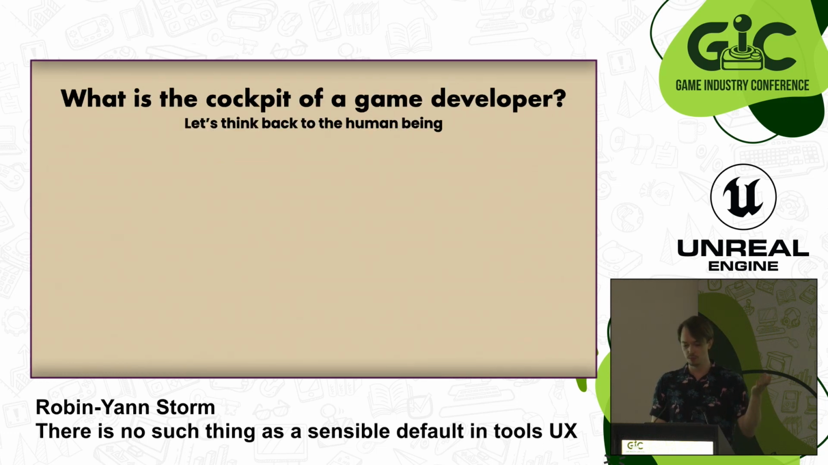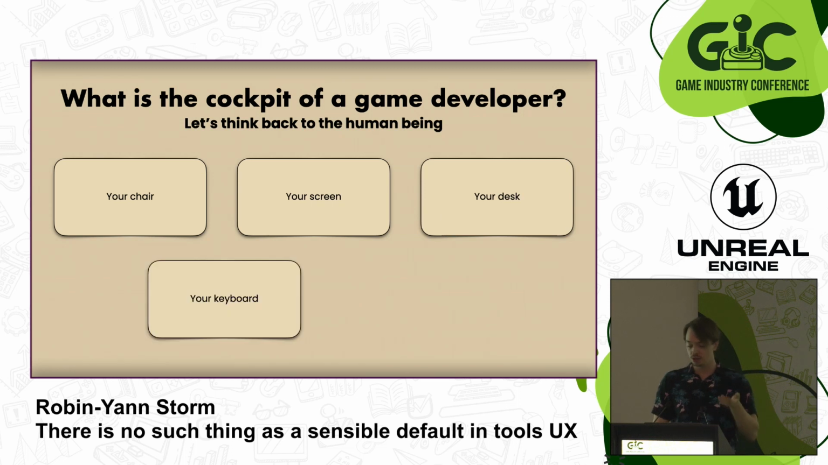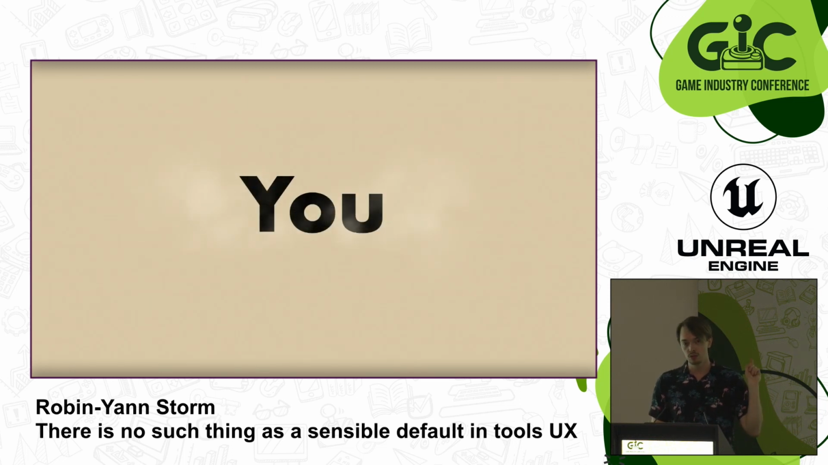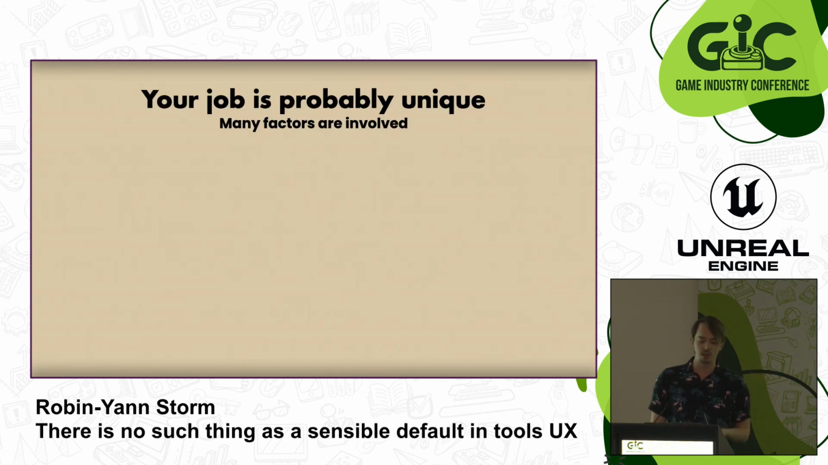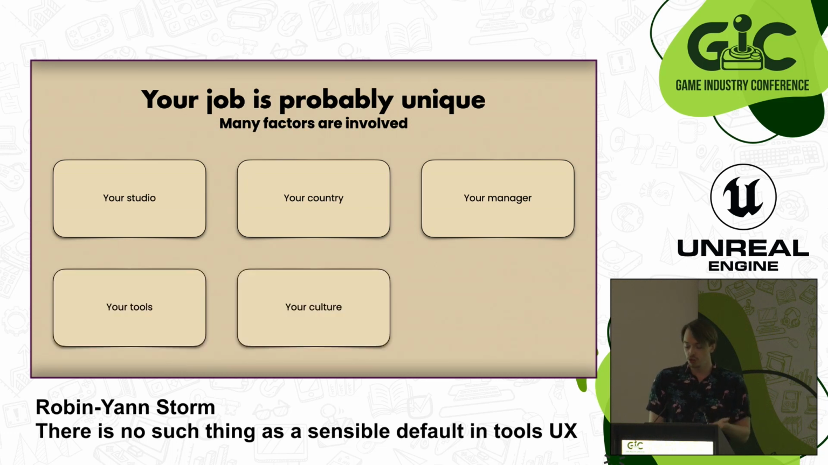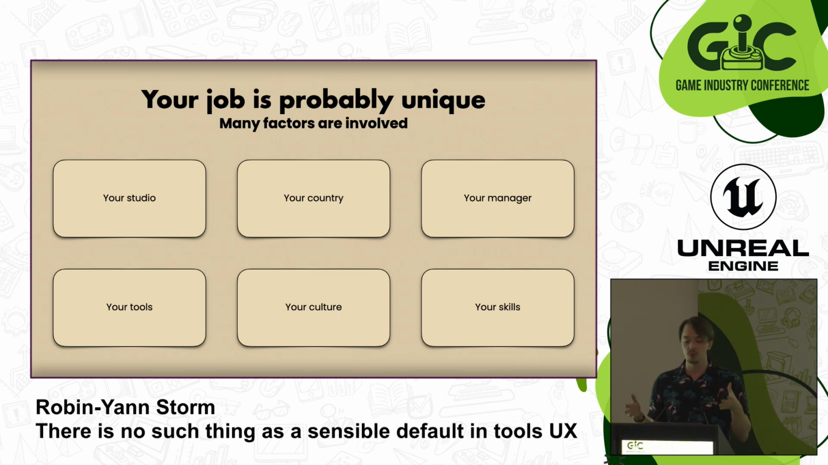So thinking back to the human being, what are you adjusting? It's your chair, your screen, your desk, your keyboard, your mouse. What's the binding concept here? It's you. You are unique. In fact, your job is probably unique because there are many factors involved depending on how your job goes. It's your studio, your company, your manager, your tools, your culture, your skills. Depending on all these things, your job will be different.